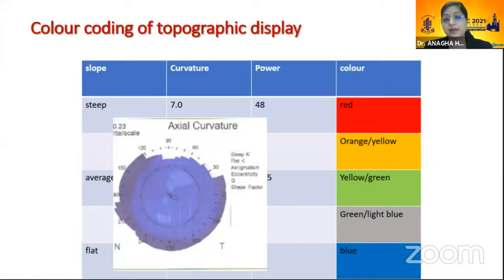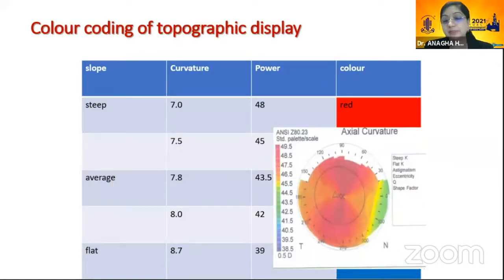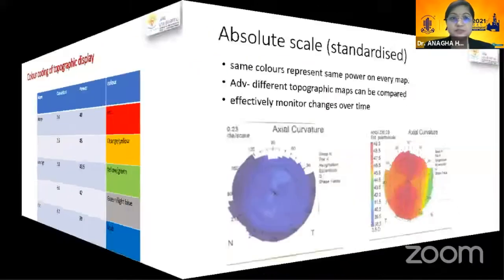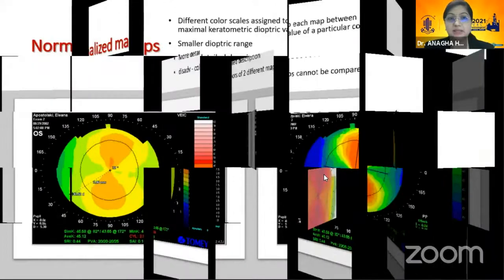So there is a color coding that we need to remember. For example, you have all the flat corneas in blue, and you have the steeper in red, and you have the average in green. Now you have the absolute scale in which the same colors represent the same power on every map. So it's very easy to compare two maps and effectively monitor changes over time. For example, just by looking at these two maps, you can easily say that this is a flat cornea and this is a steep cornea with an asymmetrical astigmatism.